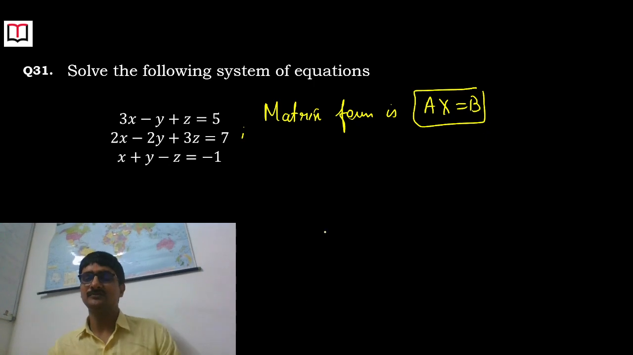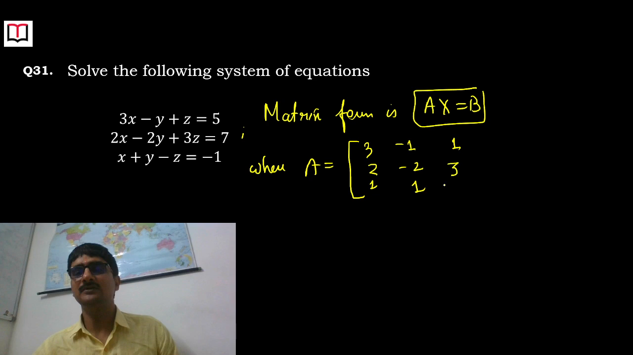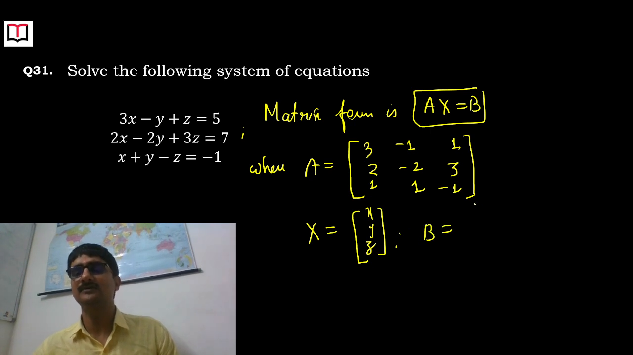Okay, so where you will say, where matrix A is the matrix of coefficients, we all know it. So 3, 2, 1, and then it's -1, -2, 1, and then it is 1, 3, -1. Okay, and X is the matrix of variables, which is X, Y, Z. It's a column matrix. Similarly, B is a column matrix of the constants in RHS: 5, 7, -1.